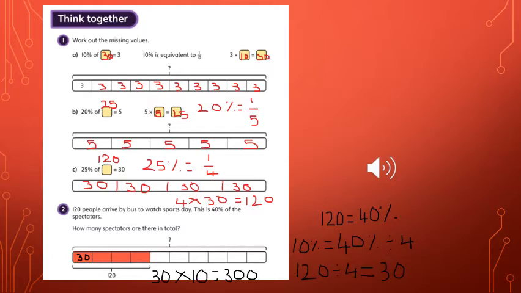So I know that 10% is 30. And to find 100%, I can times 30 by 10, which gives me 300. So I know that there were 300 spectators in total.